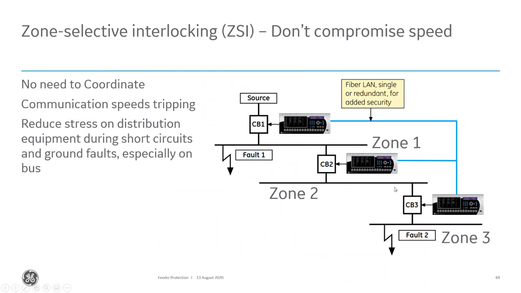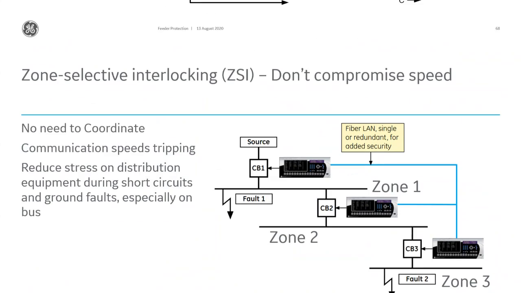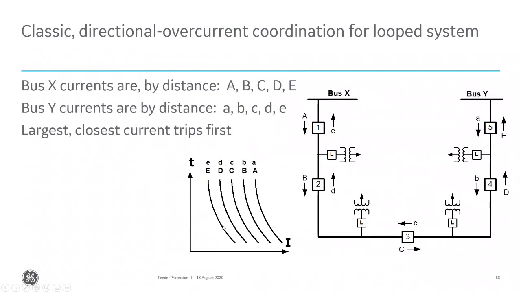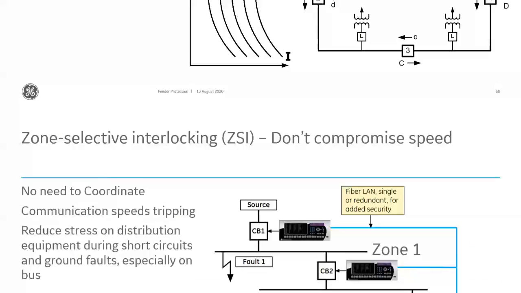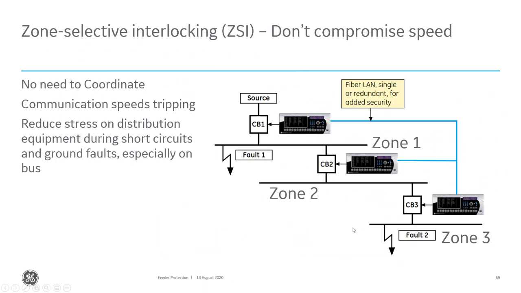So there is a method to speed up this tripping time, because again, you could see the stacking of coordination. If each one of these coordination times is 0.2 to 0.3 seconds, I'm talking about 1, 2, 3, 4 stacks here. So 4 times 0.4, that's over a second of fault clearing if the fault is between breaker 1 and 2. It's a long time.